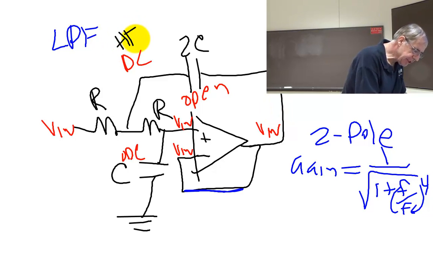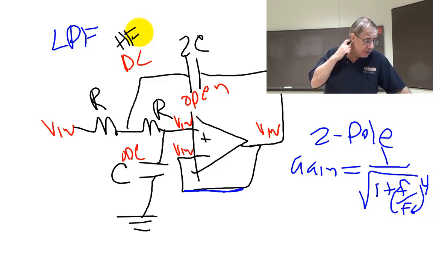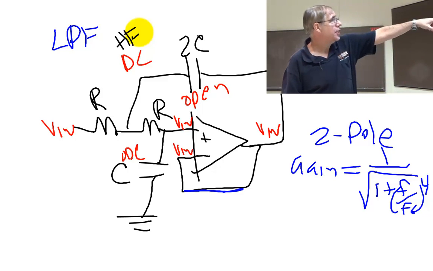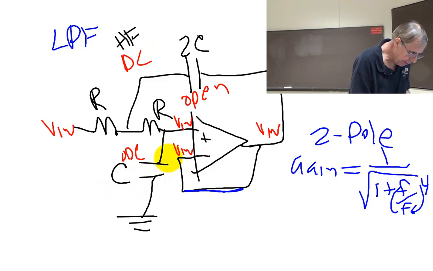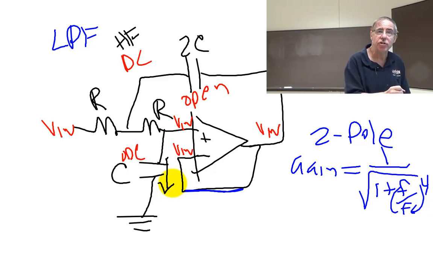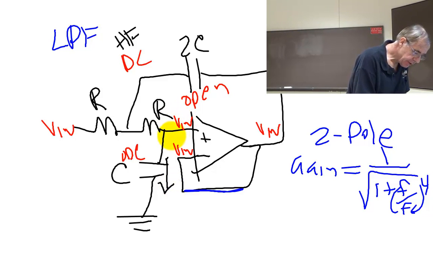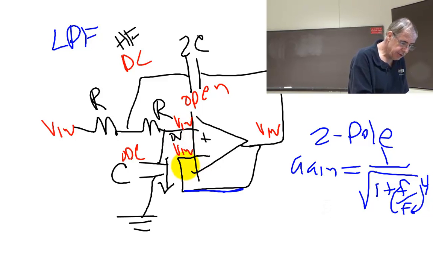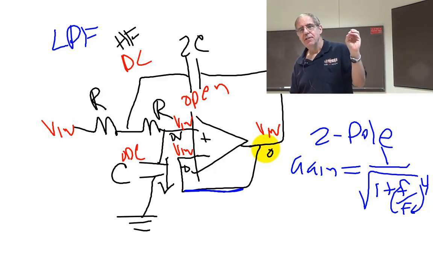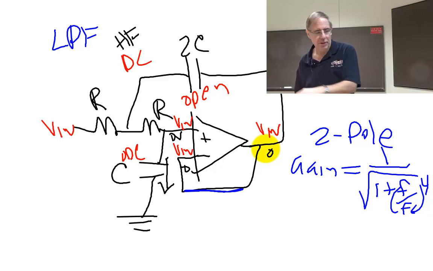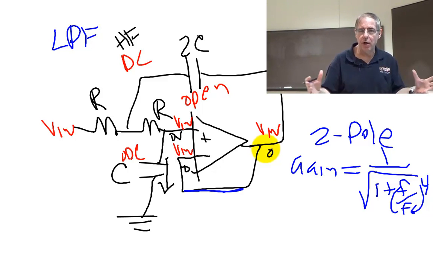What does it do at very high frequencies? What happens to the capacitors? They short. And in particular, what does C2 do? This one here, I'm sorry, not 2C, this one. What does this capacitor do at very high frequencies? It shorts. So what voltage is here? 0. So what voltage is here? 0. At very high frequencies, this thing goes to a short. In other words, no gain.